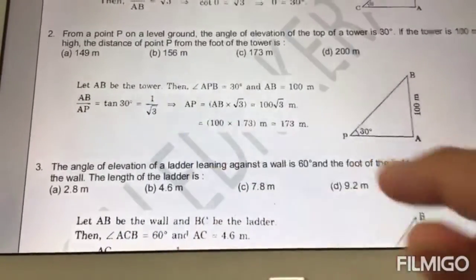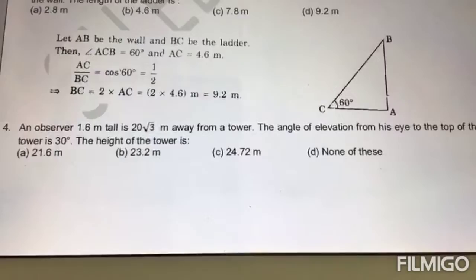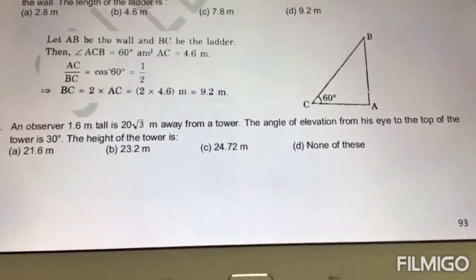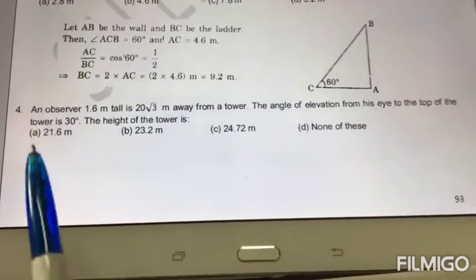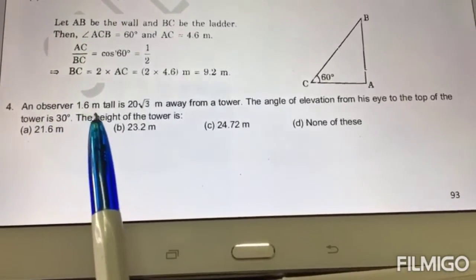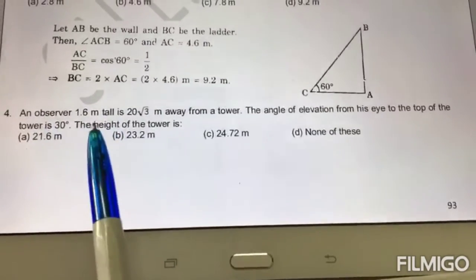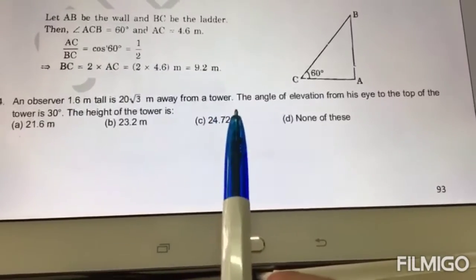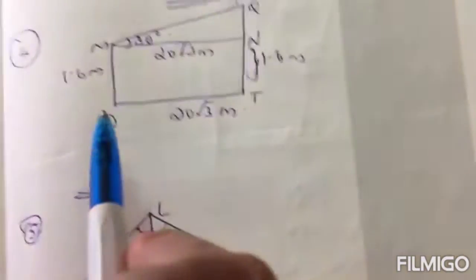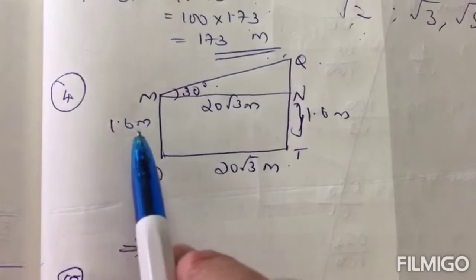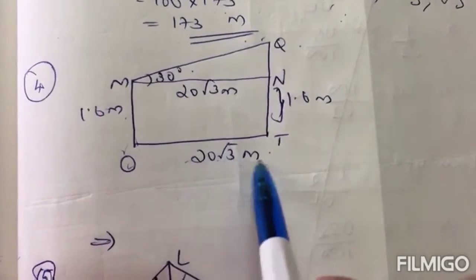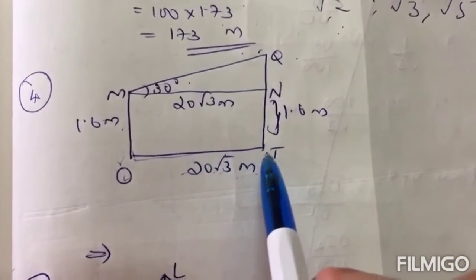Number 3 is similar to number 2, so please do it by yourself. And number 4. See, in these cases you should try and draw the diagram. It's very important. Now, an observer 1.6 meters tall is 20 root 3 meters away from a tower. So let us draw this diagram. Let OM be the observer, 1.6 meters is his height. He is 20 into root 3 meters away from a tower. Let the tower be TQ. That's what we know so far.